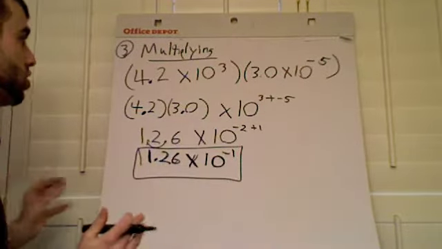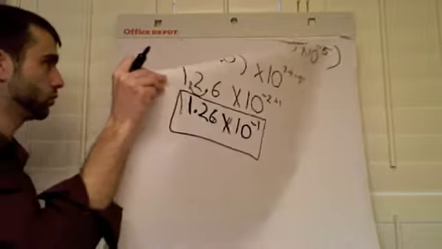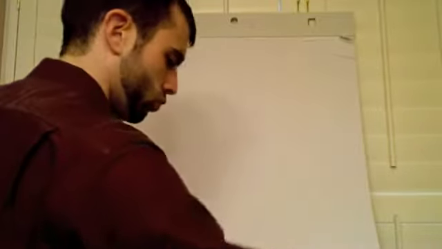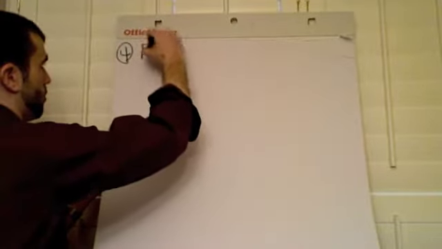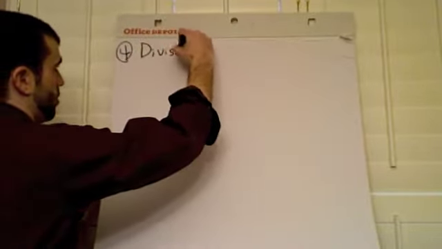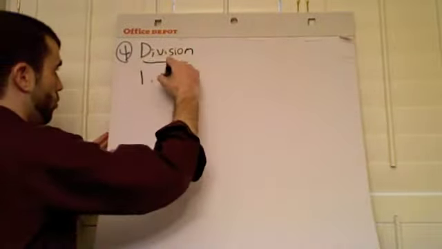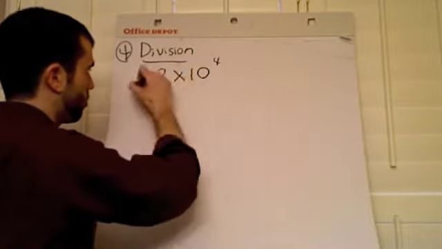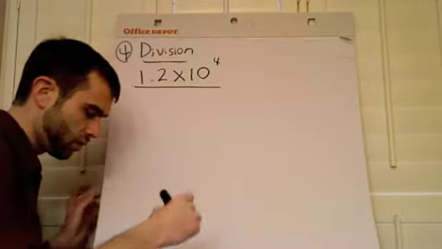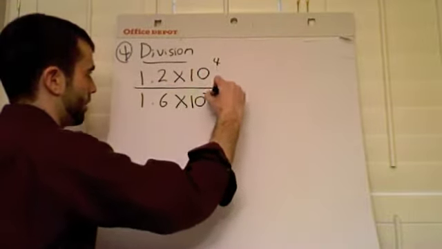Okay, and that's multiplication. Let's take one example of division. Now, division, 4. Same thing, let's divide 1.2 times 10 to the fourth over 1.6 times 10 to the negative third.